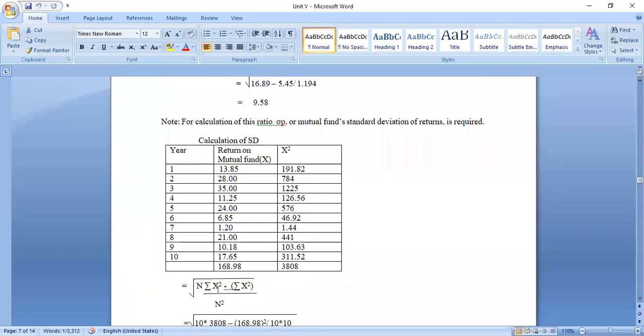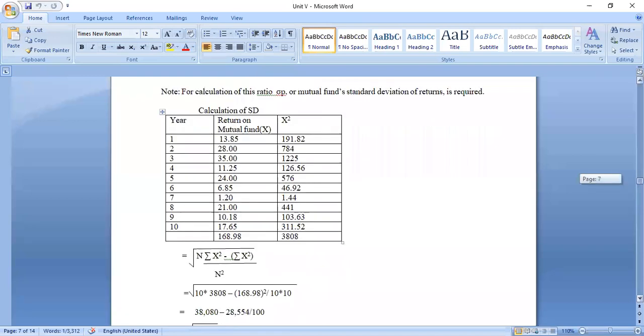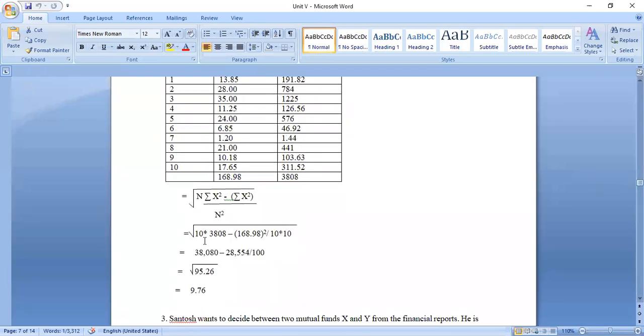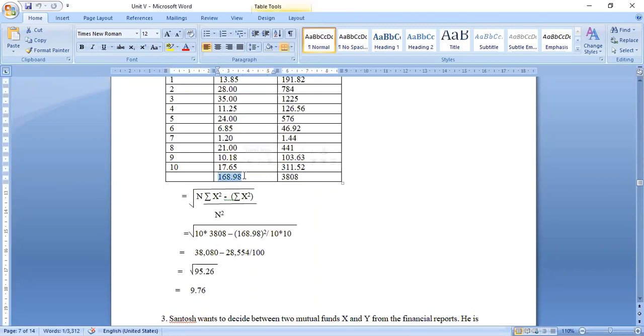Now, as per this particular formula, we need summation x square. So we have to square all the returns on mutual fund for all the 10 years, and the summation of this is 3808. We have just rounded it off. N is 10. So 10 into 3808 minus summation x, that is the summation of all the returns for 10 years, that is 168.98, the whole square, divided by 10 into 10, that is 100.